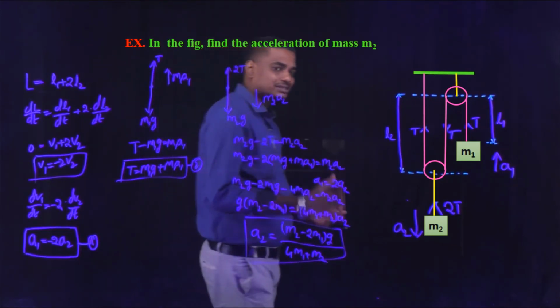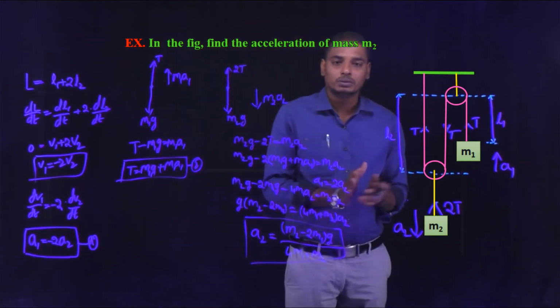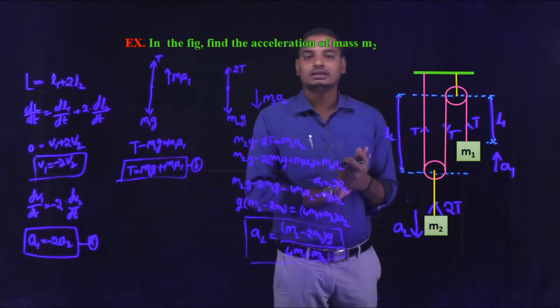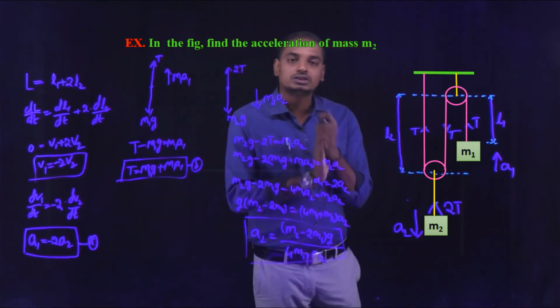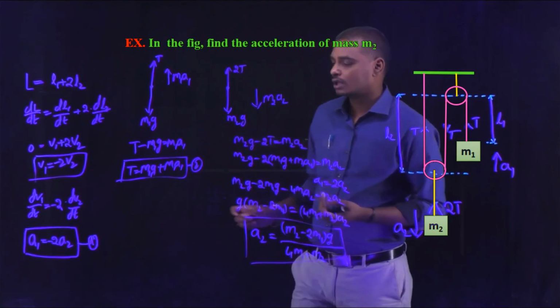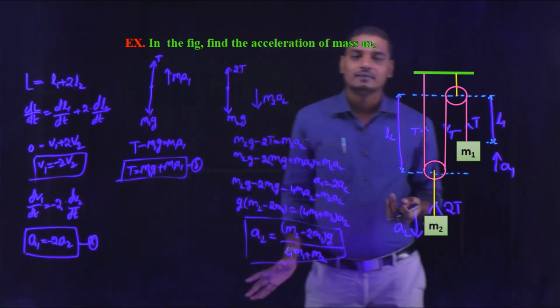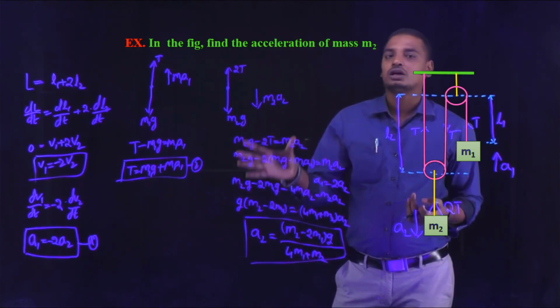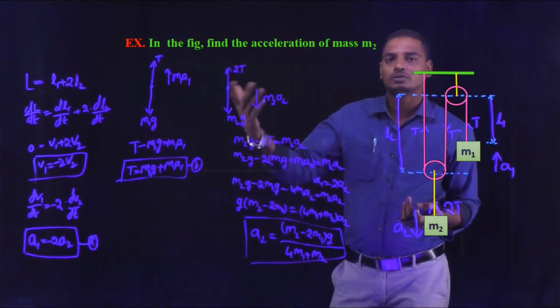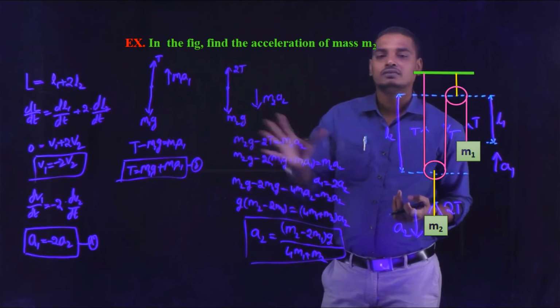So in constrained problems, first we need to calculate the length of the string, which is constant with respect to time. Thereafter we can find the relation between the velocities and accelerations, and then we can solve it similar to our pulley problems by taking the free body diagrams.